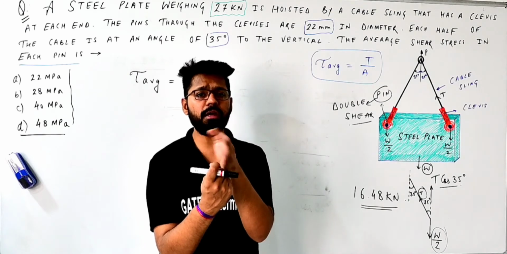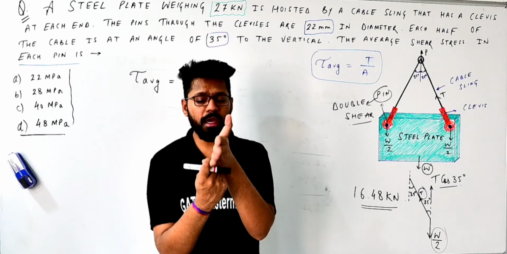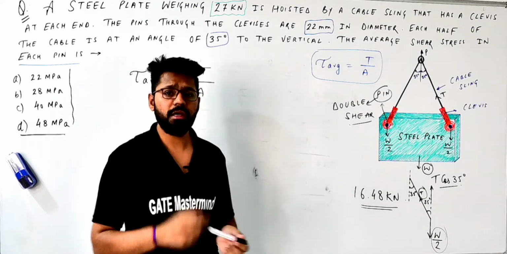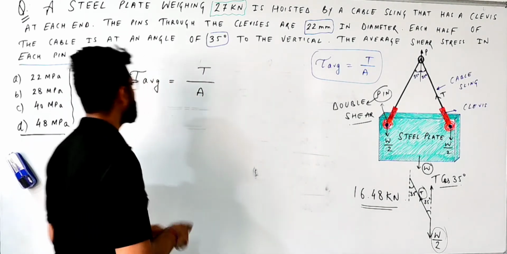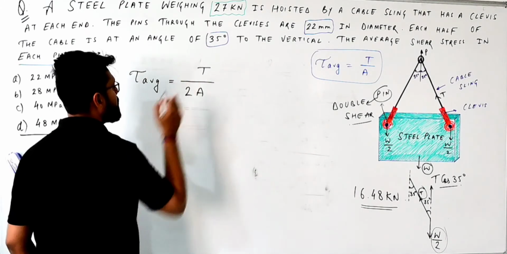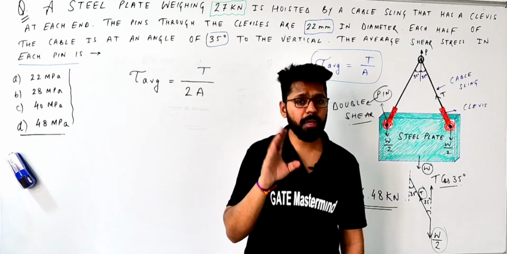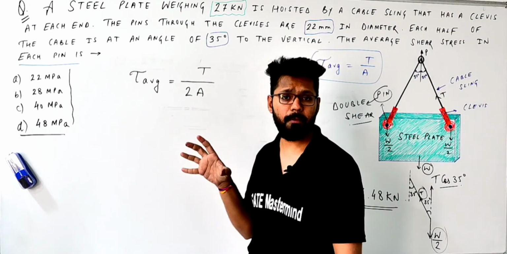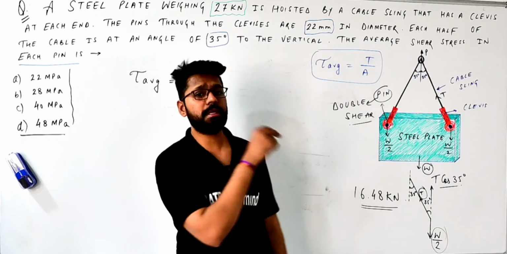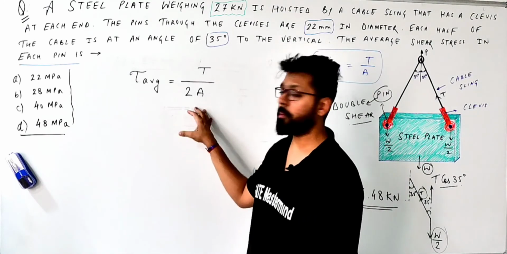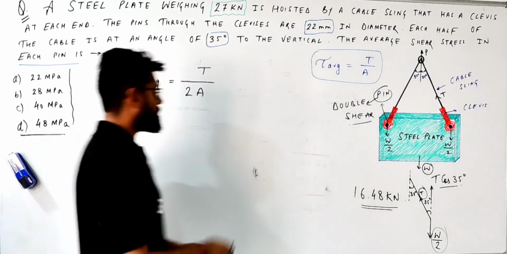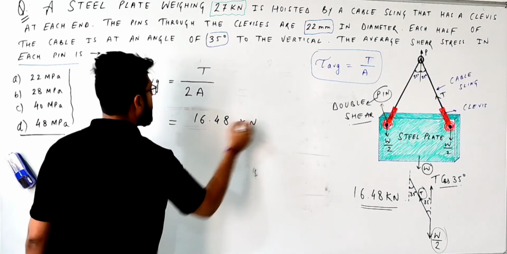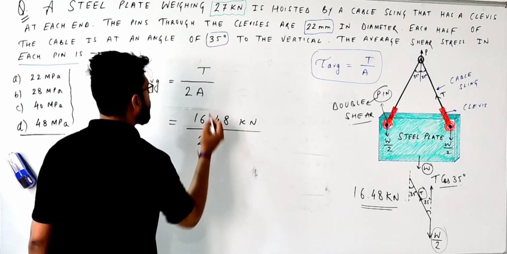So we have to take the area of the pin twice, here also and here also. So the formula should be this. If the pin is in single shear, we apply T by A only. But in this case the pin is in double shear, so we have to apply T by 2A. And what is the T? T is 16.48 kilonewton divided by 2 multiplied by the area.